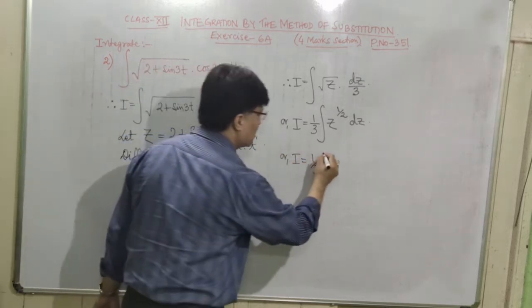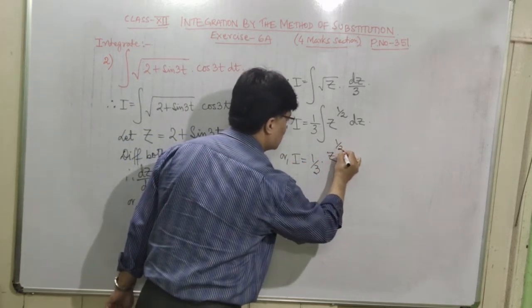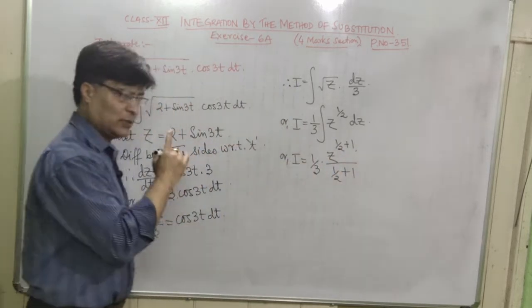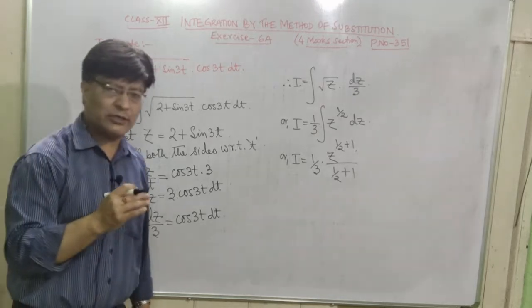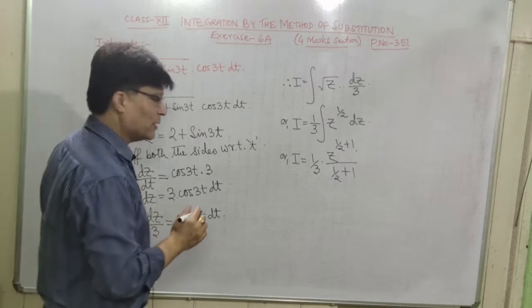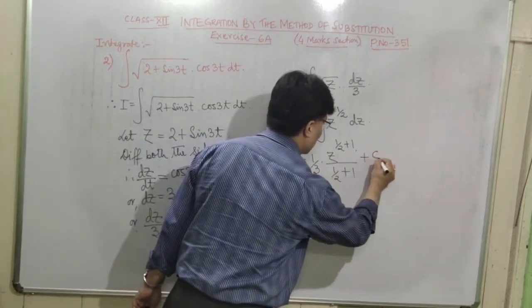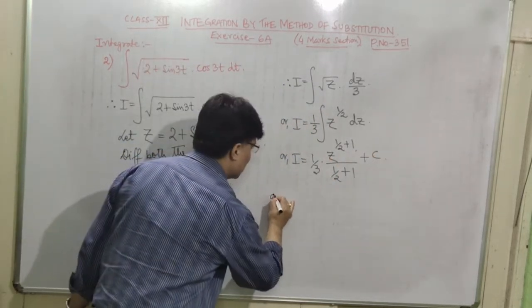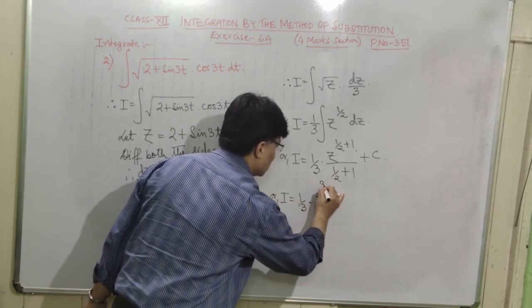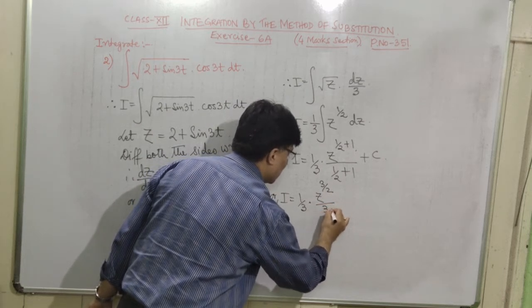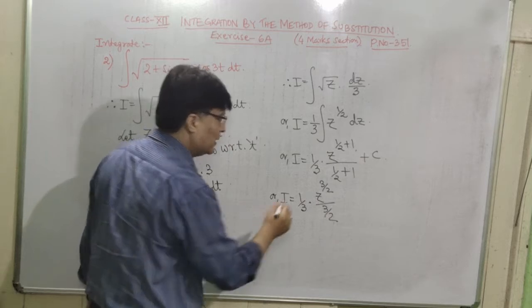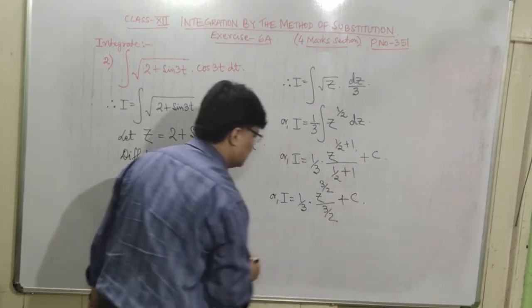to 1/3 into, what is integration of z to the power half? It is z to the power half plus 1 divided by half plus 1. You know this formula, that is integration of x to the power n dx is x to the power n plus 1 divided by n plus 1. Then we can write here plus c. Or let us simplify it further. 1 upon 3 into z to the power 3 by 2 divided by, this is also 3 by 2, half plus 1 is 3 by 2. Okay, then you can write here plus c.